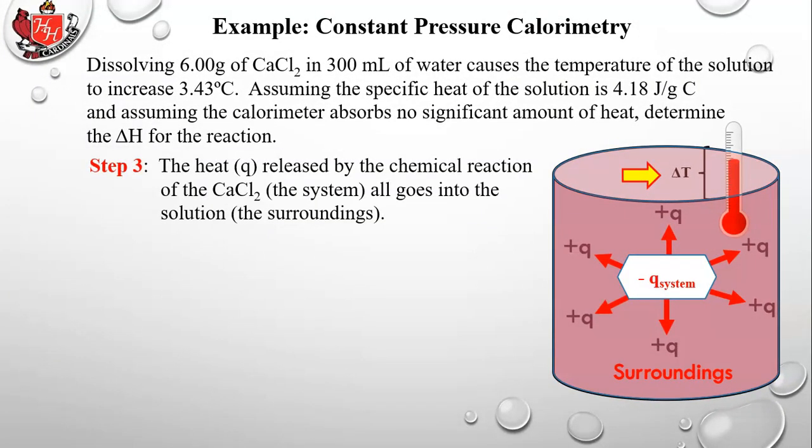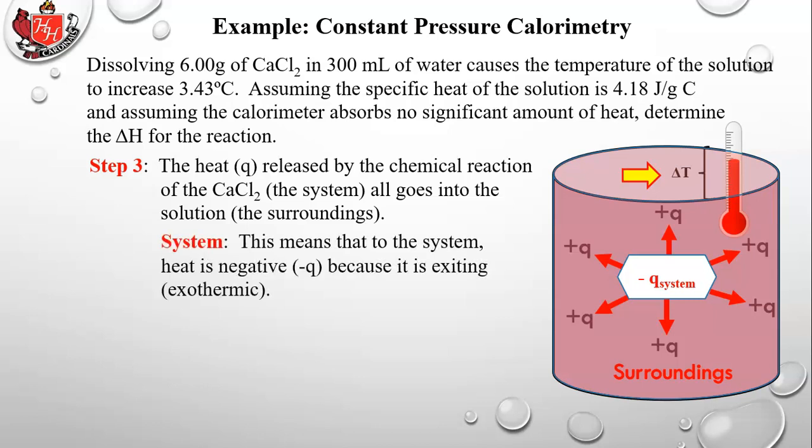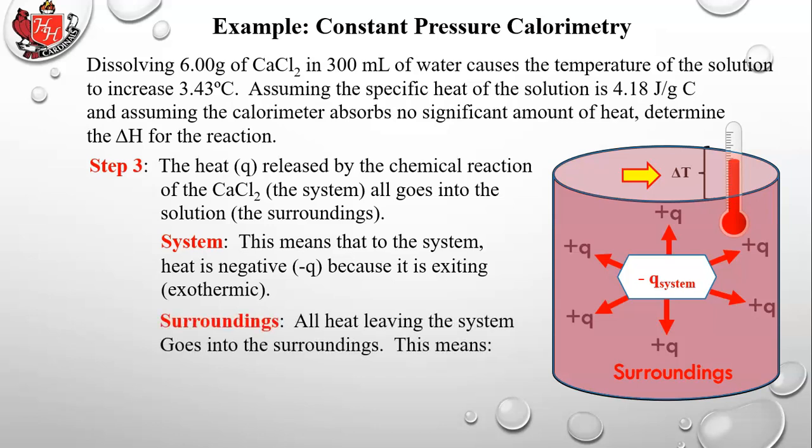Step 3. The heat Q released by the chemical reaction of the calcium chloride, the system, all goes into the solution, that's the surroundings. This means that to the system, the heat is negative Q, because it is exiting, so that's an exothermic reaction. To the surroundings, all the heat leaving the system goes into the surroundings, and this means that the negative Q of the system equals the positive Q of the surroundings. The numbers are the same, but to the system it's a negative number because it's exiting. To the surroundings it's a positive number because it's entering.